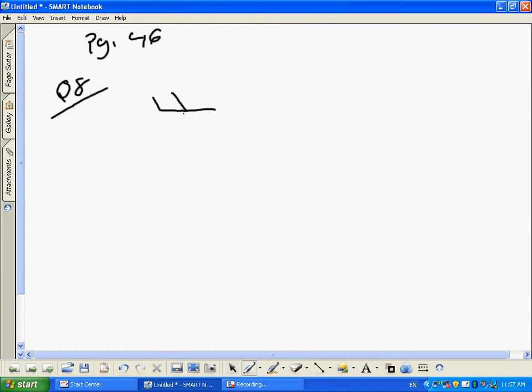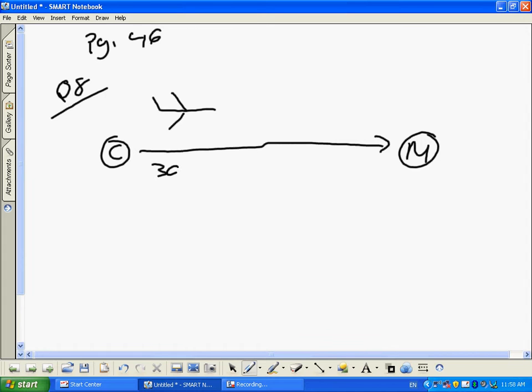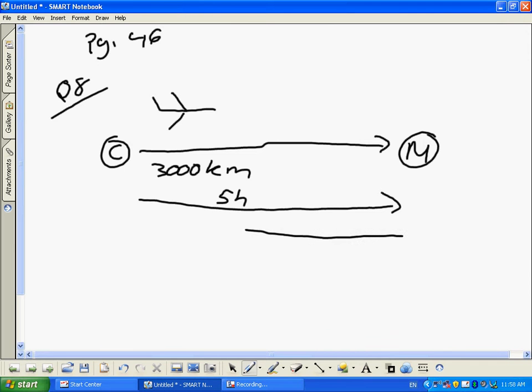So we have our plane, and it flew from Calgary to Montreal. The distance was 3,000 kilometers. And on the way there, it actually tells you in the question, the plane flew 3,000 with a tailwind. So you know the wind was actually helping it on the way there? It took it 5 hours to get there. On the way back, the plane was flying into the wind, and it took it 6 hours.